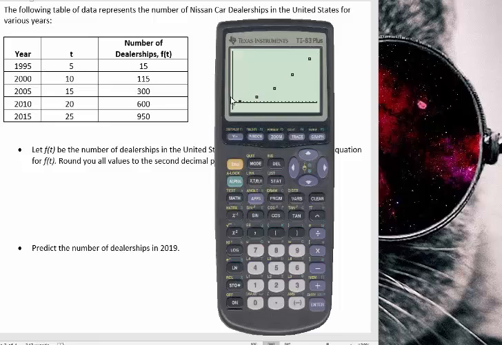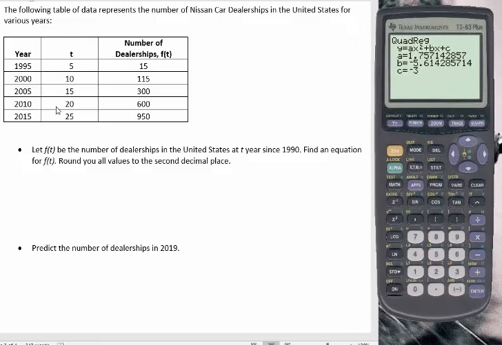All right, so to find a model for this, I'm going to hit stat. Under calc, I want number 5. And I'm just going to hit enter. Now it's telling me to round everything to 2 decimal places. So it looks like my f of t here is equal to a, which is 1.76 times t squared, because I'm using t instead of x, minus 5.61 times t minus 3.